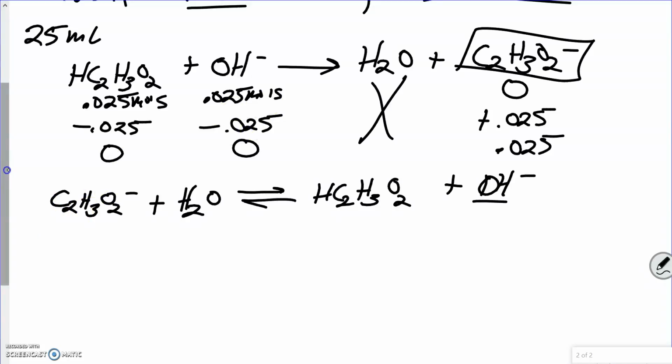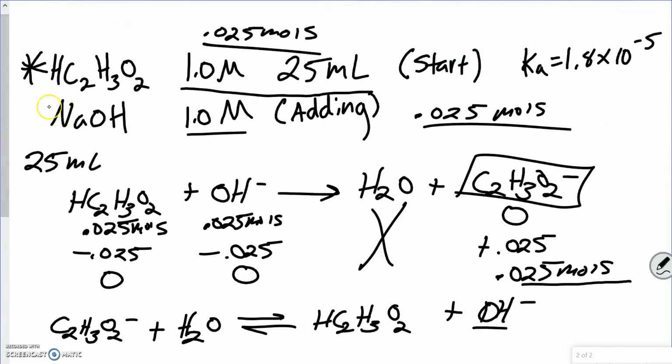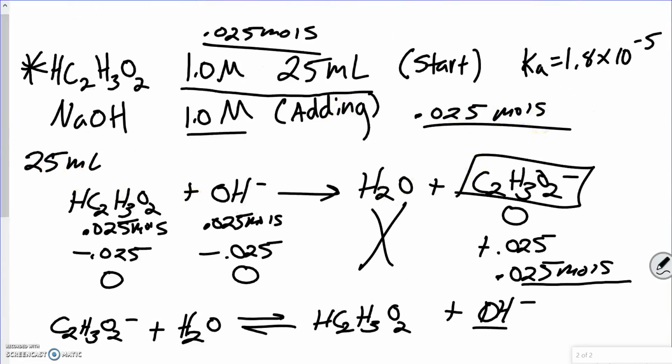Okay, so our ice table again needs to be molarity. So we have 0.025, remember this is moles. Molarity is moles over liters. We go back up. We added 25 milliliters of sodium hydroxide to 25 milliliters of the acetic acid. So 50 milliliters total.